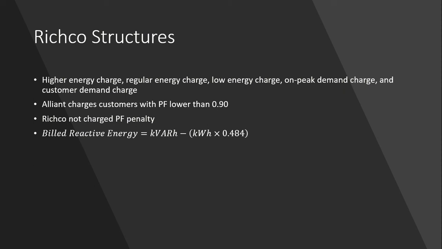Now the on-peak demand was billed by kilowatt, and the on-peak demand is the max demand during on-peak hours, which is business hours and weekdays from 6 in the morning until 9 at night, and during weekends as well. And again, that's charged per kilowatt. And then the customer demand charge is the measured max demand billed per kilowatt.